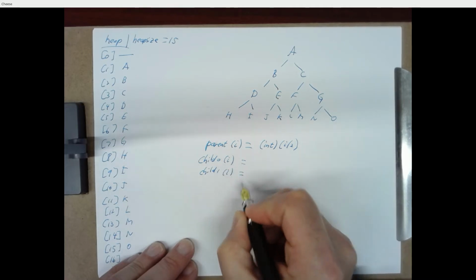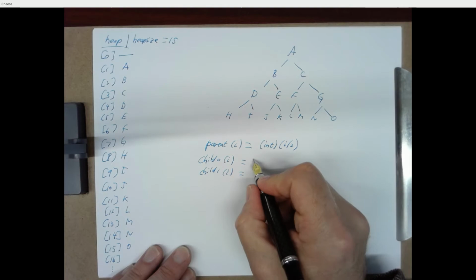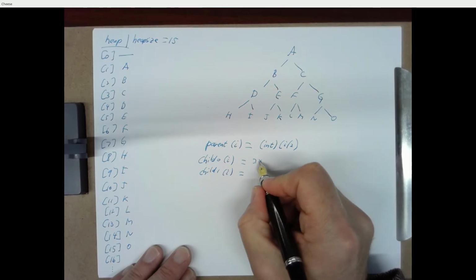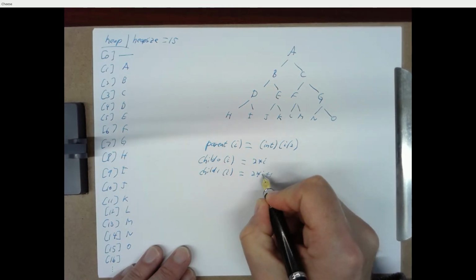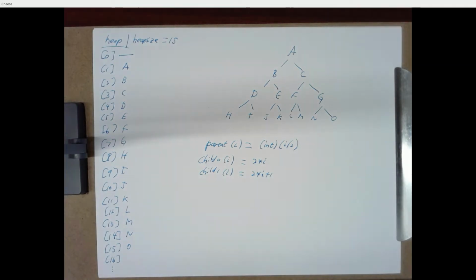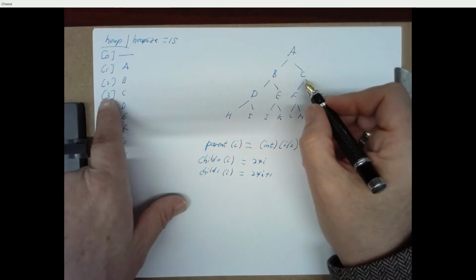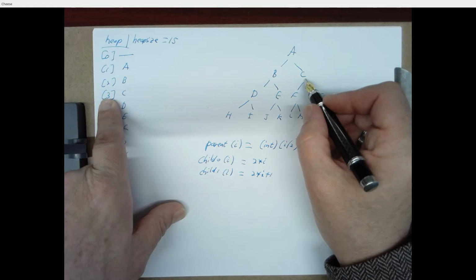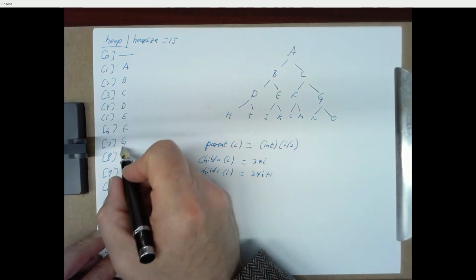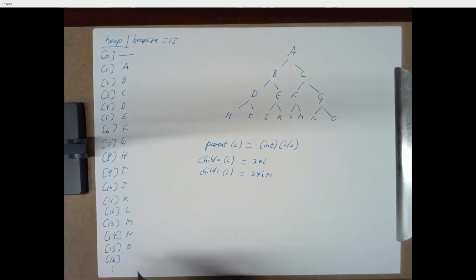We can find the 2 children of a node, and it's just 2 times I, or 2 times I plus 1. So if we want to find node C's children, C is at index 3, its children should be at index 6 and 7. That's F and G, the 2 children of C. So it's very efficient to move through the heap from child to parent or from parent to either child. And it's just some simple index arithmetic.